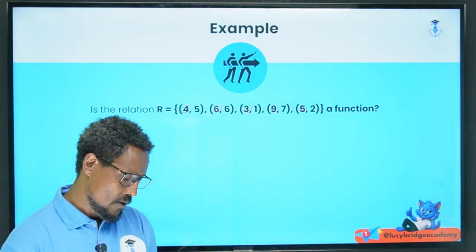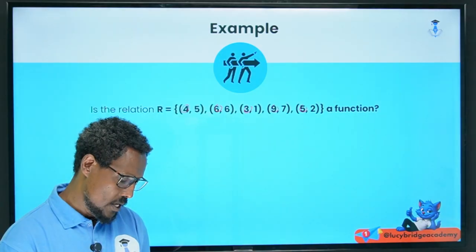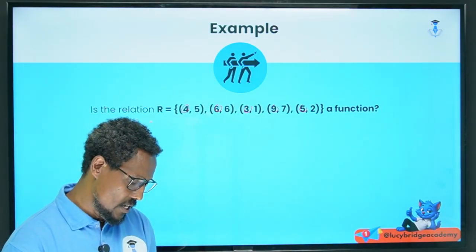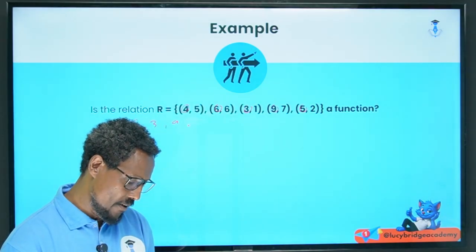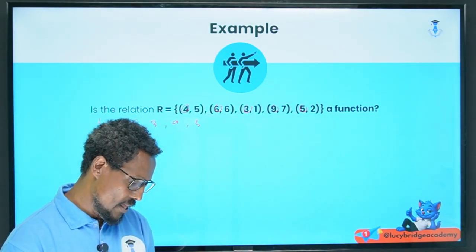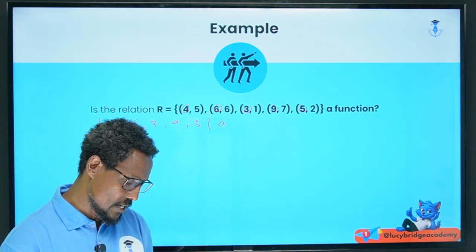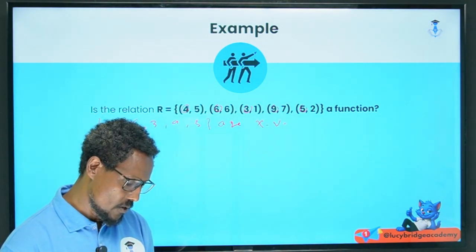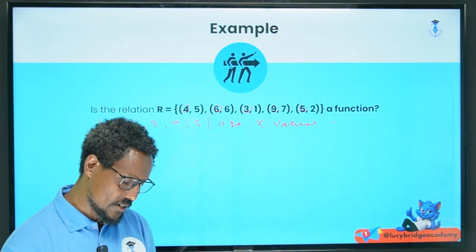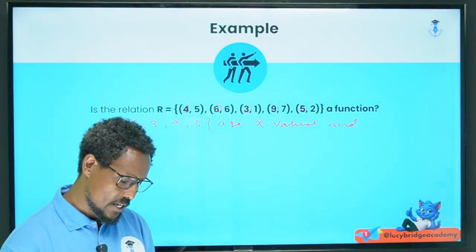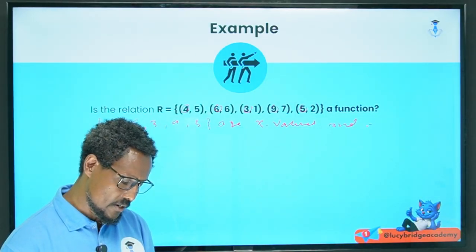Yes, 4, 6, 3, 9 and 5 are x values, and they are different.